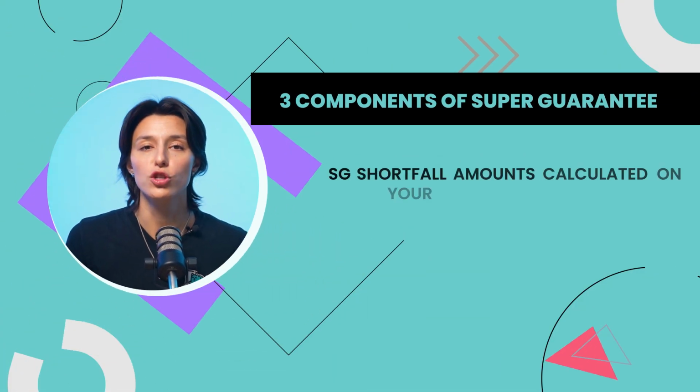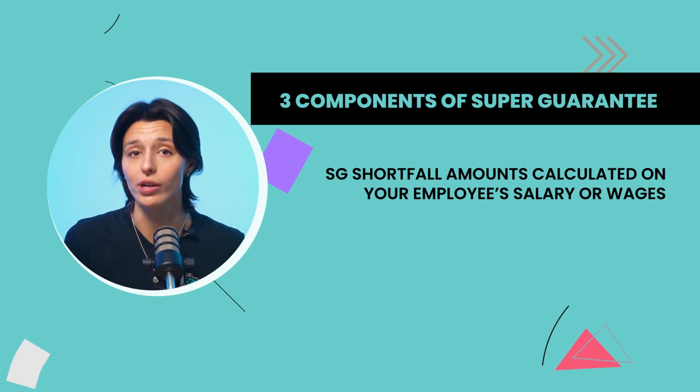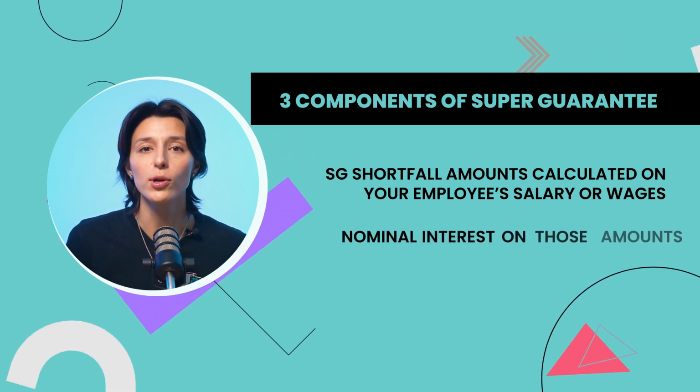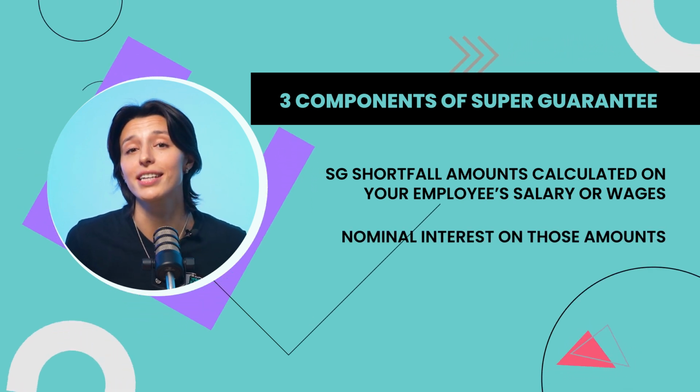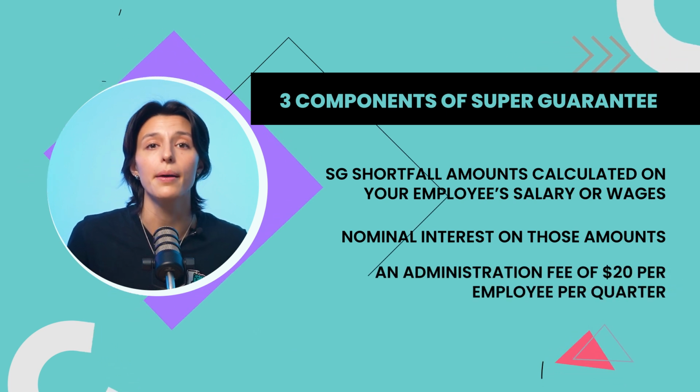The super guarantee charge has 3 components. 1. Super guarantee shortfall amounts calculated on your employee's salary or wages, not ordinary time earnings. 2. Nominal interest on those amounts, which is currently 10%. And 3. An administration fee of $20 per employee per quarter.